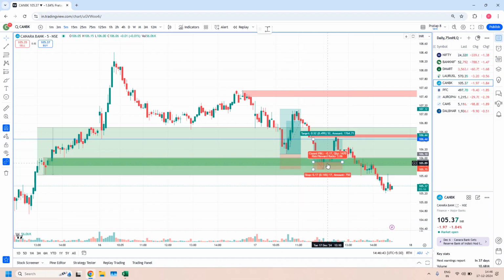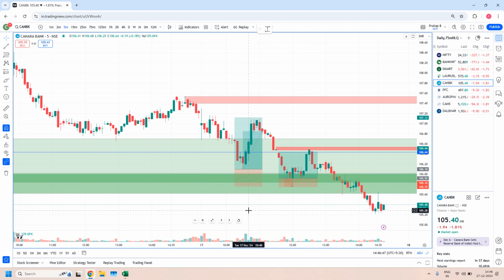There is another 1:3 trade. But how to take this 1:3 trade, what is the strategy? That video I already explained a couple of months back. Exactly the same thing happened today in the second trade.